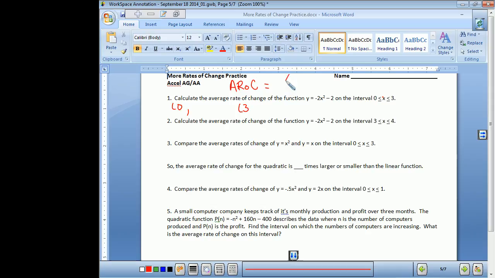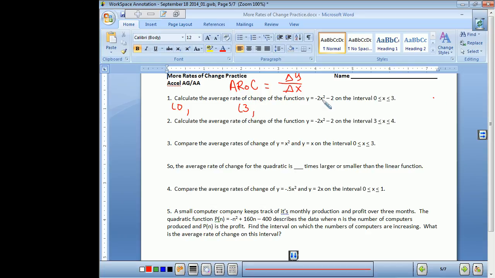Average rate of change is just the change in your y's over the change in your x's. And the Greek symbol delta means change. I see a triangle. So the change in your y's over the change in your x's. So we've got our x's right here, that was defined in our interval. How do we find our y's? Plug it in.